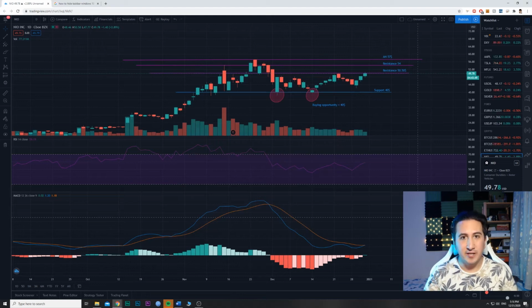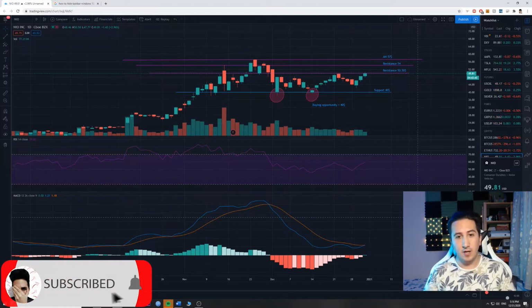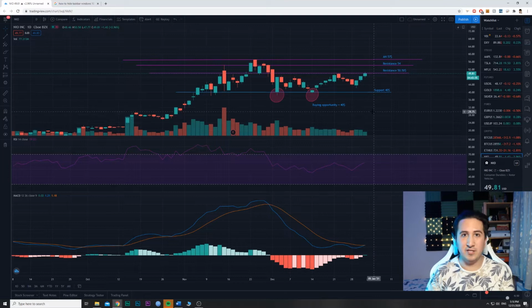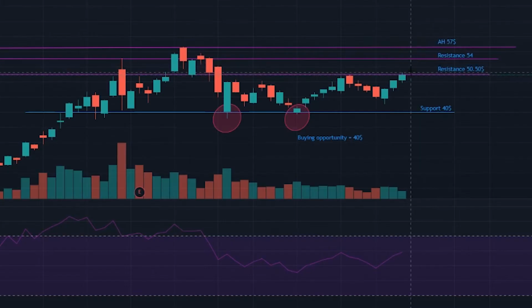Hey guys, so here we are at the stock price prediction for NIO going into 2021. If we take a look at the charts, we can see that NIO is currently testing the $50 mark. It actually did surpass $50 today, on the 31st of December, which is the last day of 2020. So we can see around this candlestick that NIO did indeed surpass $50 today, which is really good.